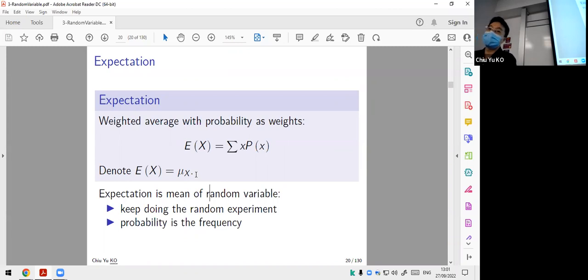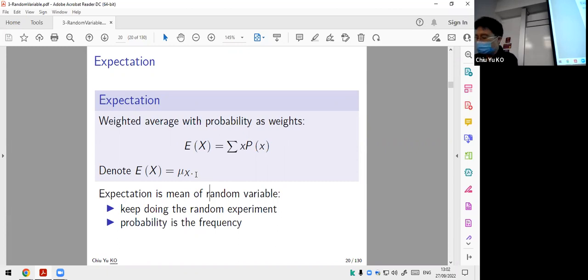So this is the expectation. Later we will argue, though probably we don't have time to show it, that if we are trying to guess the value coming from the random variable, this mean is the value that we can guess. Suppose you roll a fair die. What is the number? This is the best guess, right?